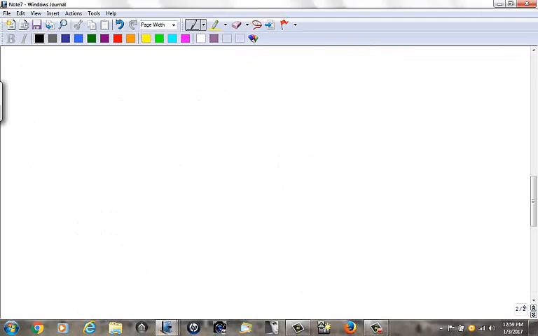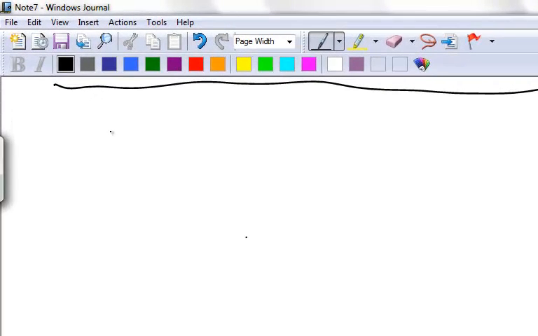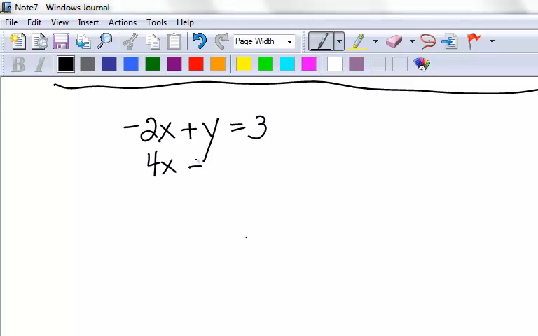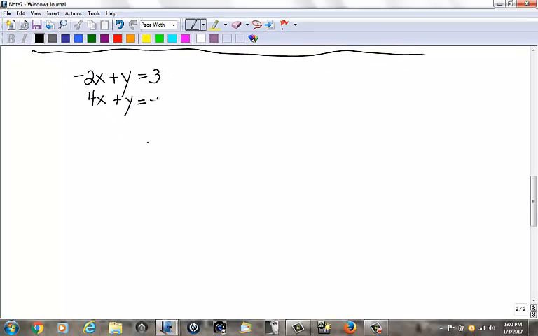Okay, then another little separator. Then linear combination. On linear combination, you always try to line up the x's, the y's, and the constants are on one side. So as an example, negative 2x plus y equals 3, and 4x plus y equals negative 5. Now, if I want to eliminate the y's, I could multiply by negative 1 all the way across. If I wanted to eliminate the x's, I try to get these opposites. I could multiply this by 2 on both sides.